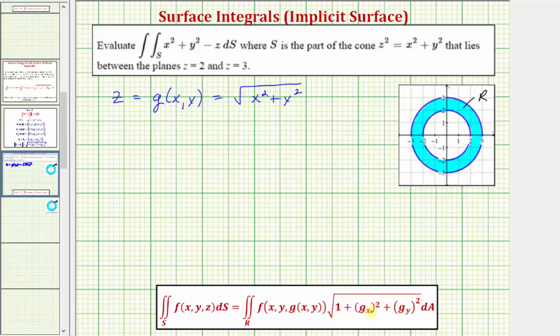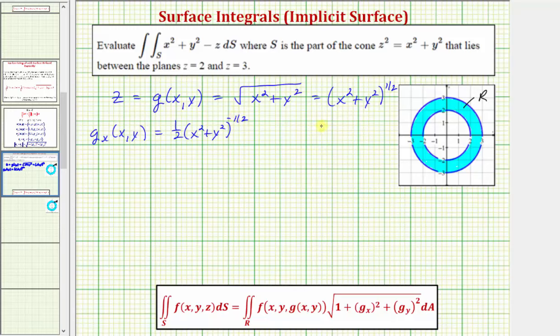So now looking at our formula here below, for our next step we'll find the partial derivatives of g with respect to x and y. Of course, if we want to, we can rewrite this as the quantity x squared plus y squared raised to the 1/2. So the partial derivative of g with respect to x is equal to the derivative of x squared plus y squared raised to the 1/2 with respect to x, which would be 1/2 times the quantity x squared plus y squared to the 1/2 minus 1, which gives us negative 1/2.